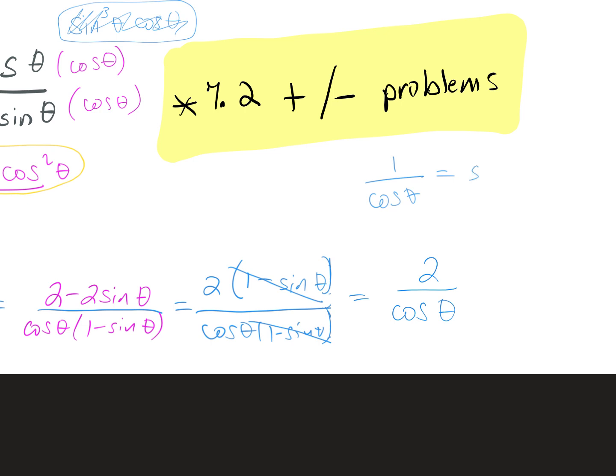1 secant theta, right? So if I have 2 over cosine theta, what do you think that equals? 2 secant. Perfect. If that was a 12 over cosine theta, what would it equal? 12 secant theta. That's it.